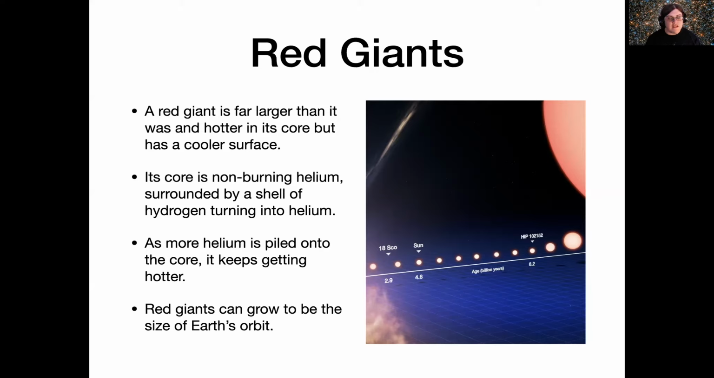Now its core is inert. Its core is full of helium. It's very hot, but not quite hot enough to get fusion going. Now, the layers just outside the core are still hydrogen, and they're hot enough to fuse. So you're making more helium. You're building up this helium core. Remember, we call that the shell. So as we pile more helium onto the core, it keeps getting hotter.